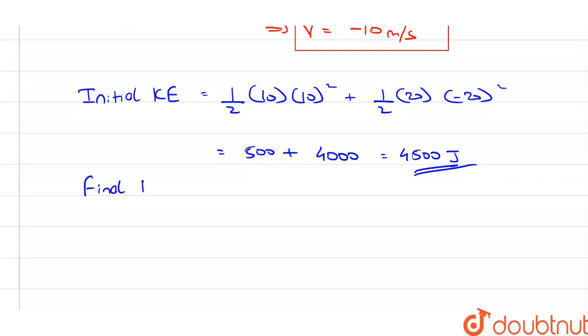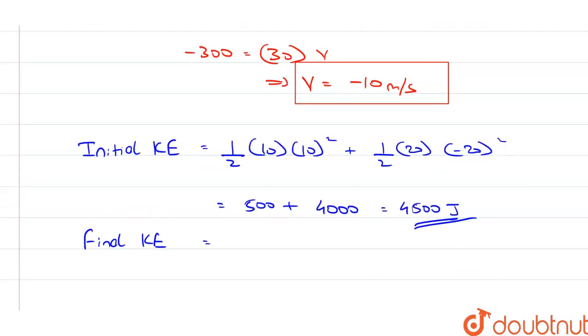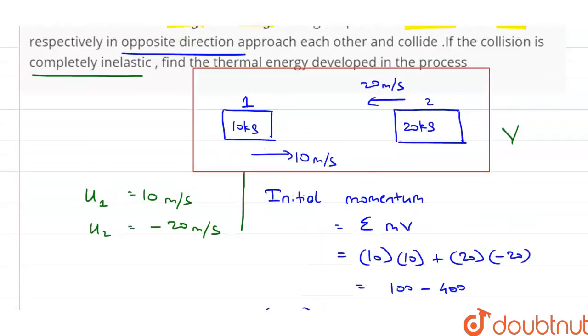The final kinetic energy will be equal to, now both the masses are combined together, so their combined mass will be 30. So half into 30 into their common velocity minus 10 whole square is equal to 1500 joules.